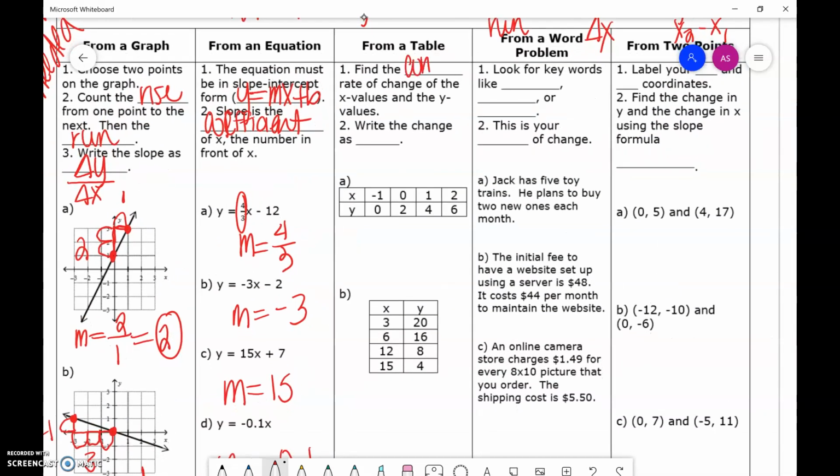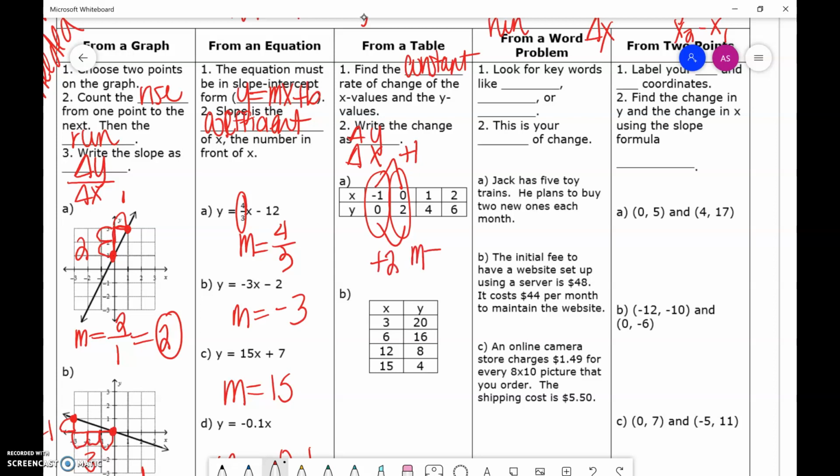Okay. All right, let's look at tables. So we're going to be finding the constant rate of change of the x values and the y values, and you write the change as y over x again. So tables, you just want to still pick your 2 points. So you can pick this one and this one, or you can pick the other ones. It's up to you. And you just want to count. Like, how many does it take me to get from -1 to 0? That's going to be +1. Then how many does it take for me to get from 0 to 2? That's going to be +2.